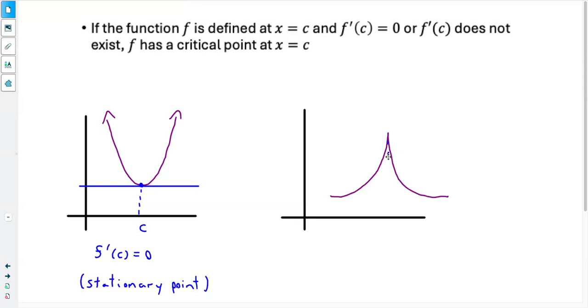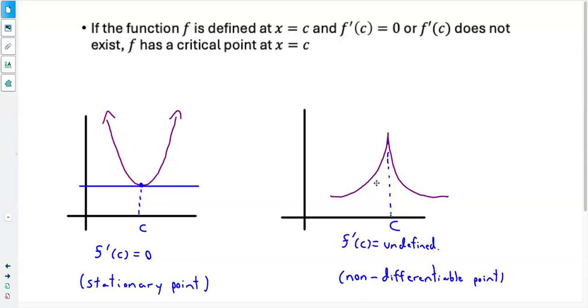This one, our c value would be right here. And this would be if we have f prime of c is undefined. It essentially means at that location of our graph, we have a non-differentiable point. It could be because our graph is not smooth at that location. It could be because we have an asymptote at that location.